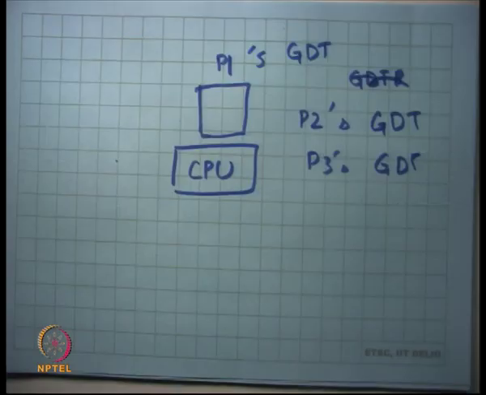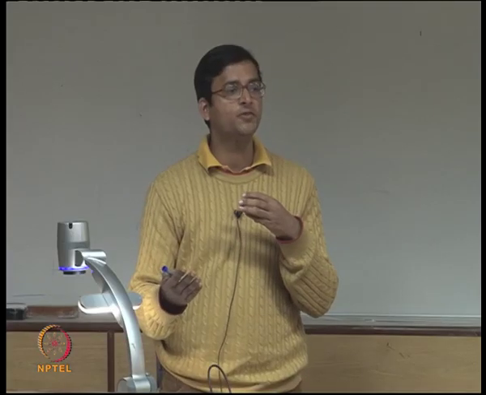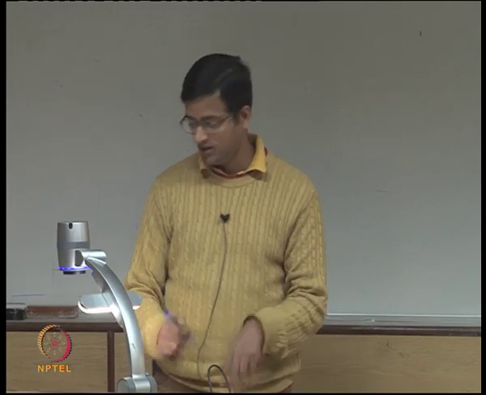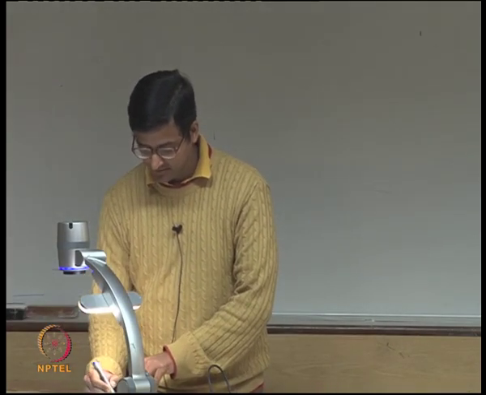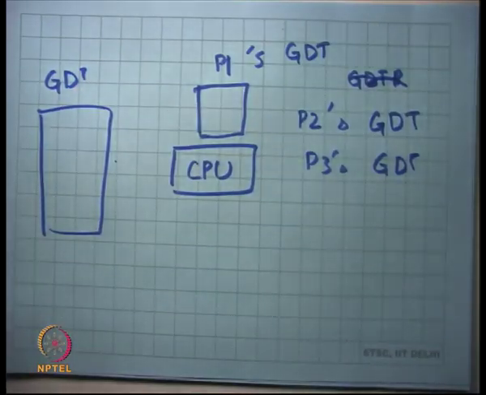Make sense? Any questions? So why do we need different GDTs for each process? Yeah, it seems wasteful. Another way to do it is, let's have just one GDT. And each time I switch a process, I just change the entries in the GDT. Now that's another way of doing it.